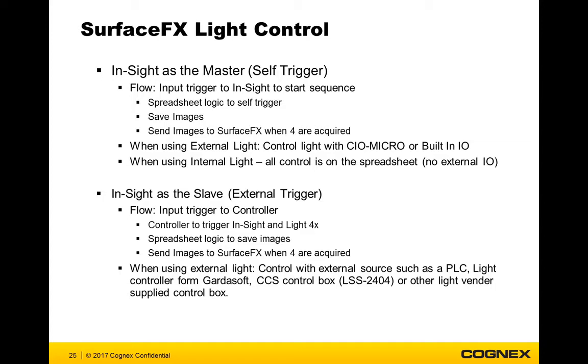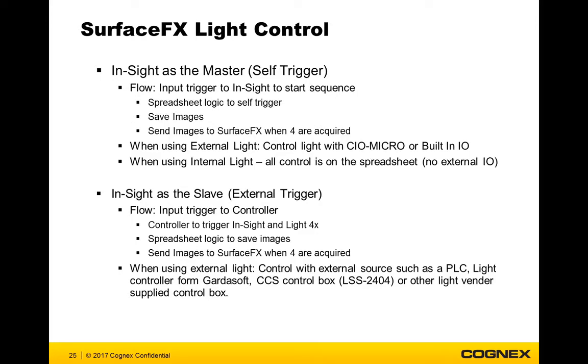So if you recall with the CCS controller that we first started out with, the trigger would go into the controller to start the sequence, and then it would trigger Insight and turn on each light in sequence. So again, Insight would do its thing. It would save each image, and when it had up to 4 images, it counts 1, 2, 3, 4. Once it gets that, it's going to take that and shove that into SurfaceFX.